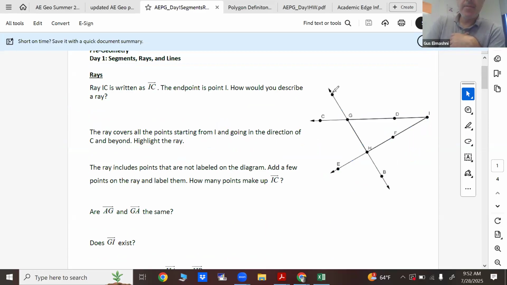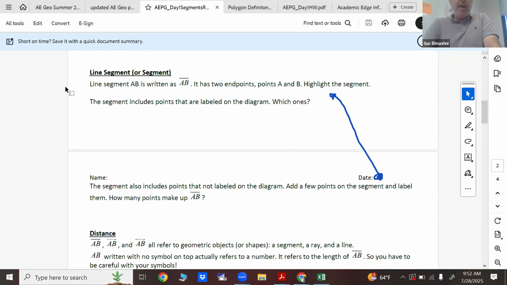So line AB was like this, right? But segment AB is like this. Okay, that is terrible. It's not a straight line, but whatever. Lines are straight. It's just not straight. But yeah, there you go. Two endpoints, right? It's still an infinite amount of points in between them. It just doesn't go on forever. The segment includes points that are labeled on the diagram. Obviously, we don't have to state those, but still an infinite amount of points.